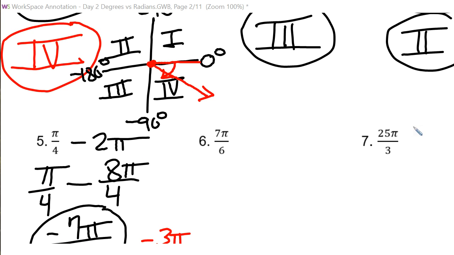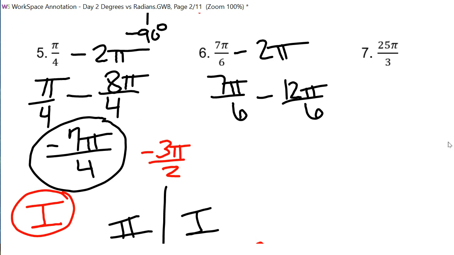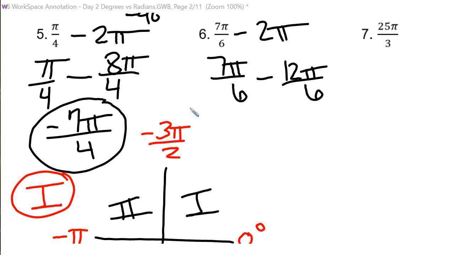And number 6, to find the negative coterminal angle, subtract 2 pi. So I have to have a common denominator, which would be 6, so this would be 7 pi over 6, and this would be 12 pi over 6. And what's 7 pi over 6 minus 12 pi over 6? Negative 5 pi over 6.